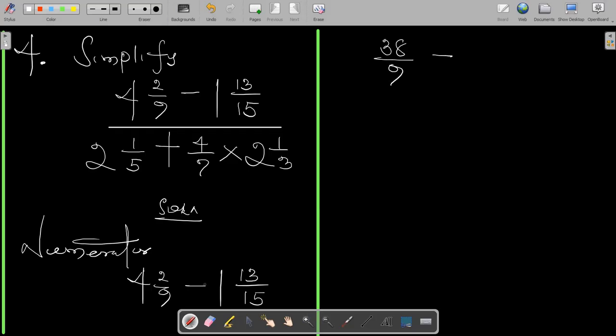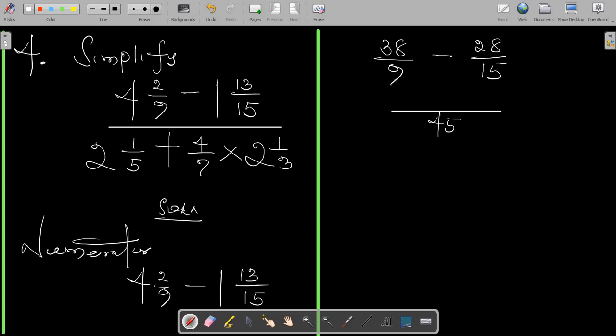Then minus 15 times 1, we have 15 plus 13, then we are going to have 28 divided by 15. So let's look for the LCM here also. The LCM of 15 and 9 will give us 45. That's actually the LCM of both. So we have 45.